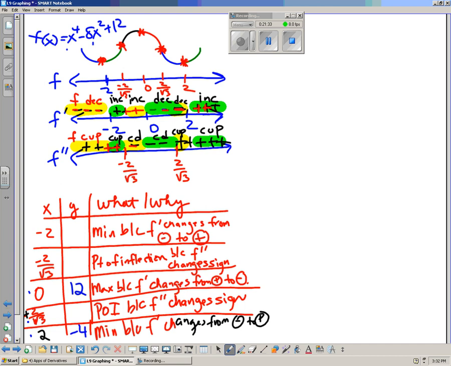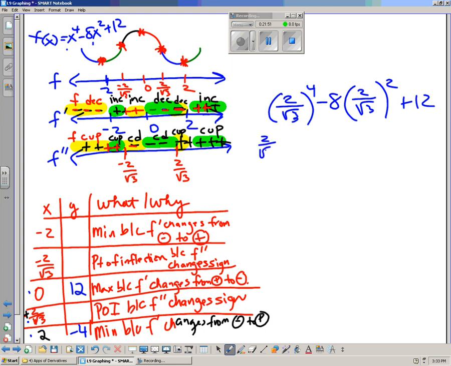And very quickly, I didn't do this in class, but I will do it here. If we wanted to get the y value at 2 over root 3, a little bit of a pain in the neck, but it isn't terrible. It's doable. 2 over root 3 to the fourth would be 2 over root 3 squared times itself. You'll see why I'm doing that in a minute. 2 over root 3 squared is 2 over root 3 times 2 over root 3. Well, 2 times 2 is 4. Root 3 times root 3 is 3. So this is 4 over 3 times 4 over 3, which is 16 over 9.